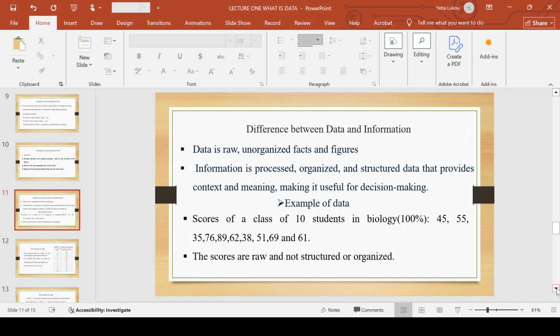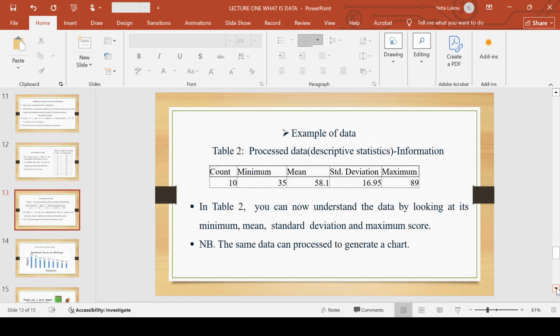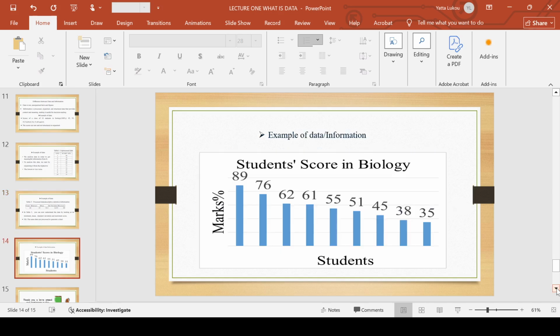For example, you have scores of a class of 10 students in biology, and the scores are raw and not structured or organized. So to process the data, first of all, you have to organize the data from the highest to the least, which is from the highest 85 to 35. Then the data is processed to get the minimum and the maximum and the mean and the standard deviation. So like this, this data is informative. It can give information about what you are studying. And also data can be processed in the form of charts like that.